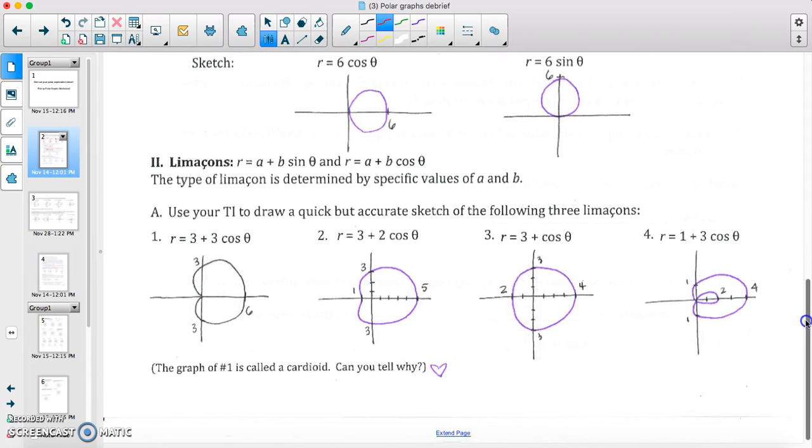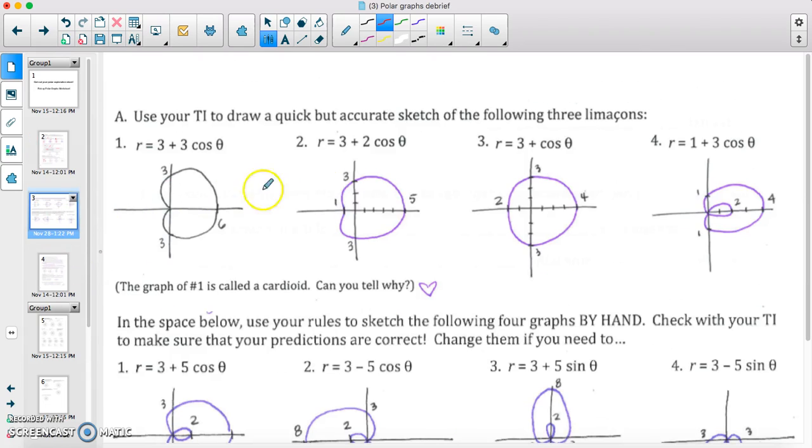The next type of graph we're going to deal with are lemniscates. They are when you're adding an a and a b value in front of your sine or cosine. So here's what your graphs hopefully looked like. It was good if you wrote down how far out this singular petal went, and looking at these 2 points where it crossed, you could notice a few patterns.